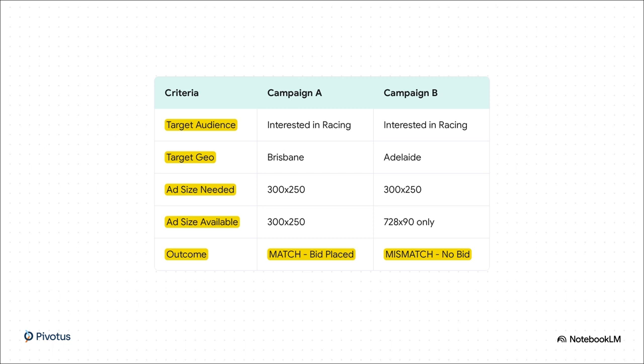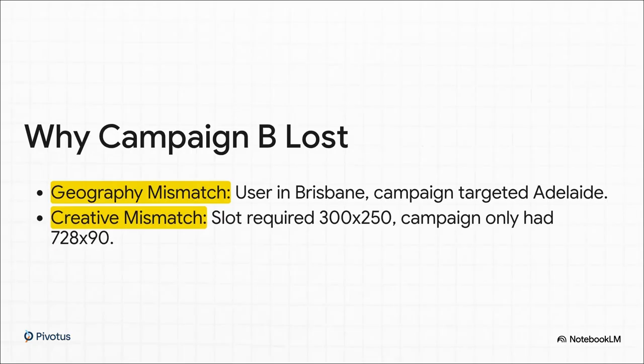Now look at Campaign B. It's targeting racing fans, sure, but it's looking for people in Adelaide. Strike one. Plus, the ad spot needs a 300 by 250 creative, and this campaign only has a big banner ad. Strike two. So because of those two mismatches, wrong city, wrong ad size, Campaign B never even got to play. The DSP just automatically said nope, not a match, and disqualified it before the auction even really started.